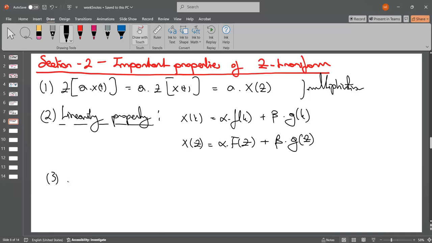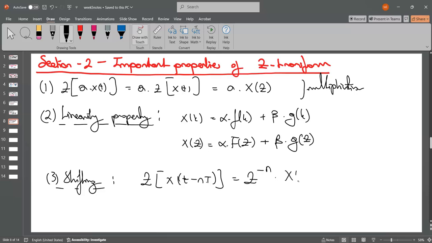Okay. We have the shifting property. What is shifting? Z of x(t) and t. Okay, this is the same thing, right? But this is the normal time. And so this is equal to what? z to the power minus n times X(z). Okay, this is the shifting property.